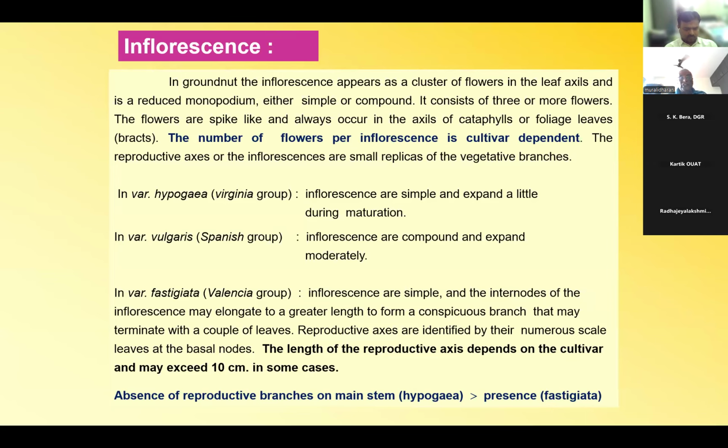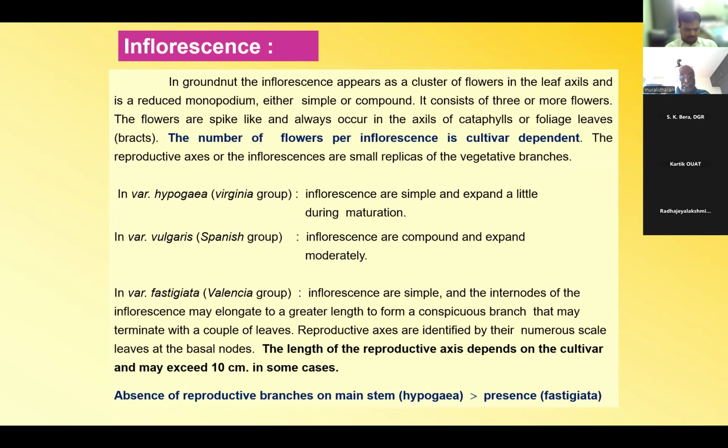If you see the Virginia group, inflorescences are very simple and expand a little during maturation. Whereas in vulgaris, a Spanish group, inflorescences are compound and expand moderately. In the Fastigiata or Valencia group, the inflorescences are simple and the internodes of the inflorescence may elongate to a greater length to form conspicuous branches that may terminate into a couple of leaves. The length of the reproductive axis depends on the cultivar and may exceed 10 centimeters in some cases.